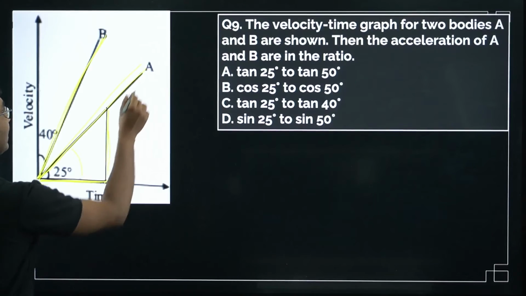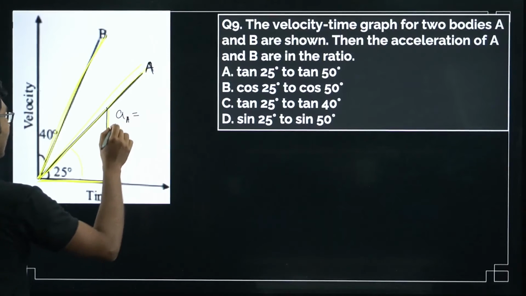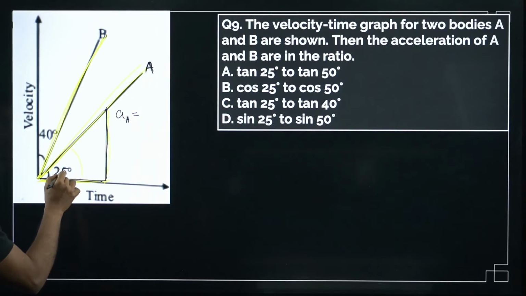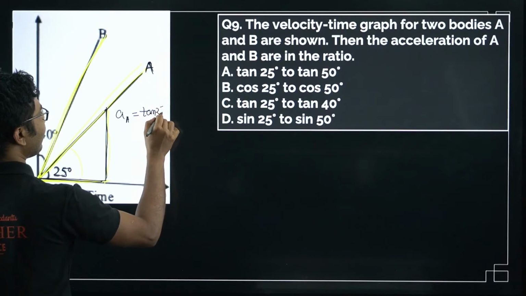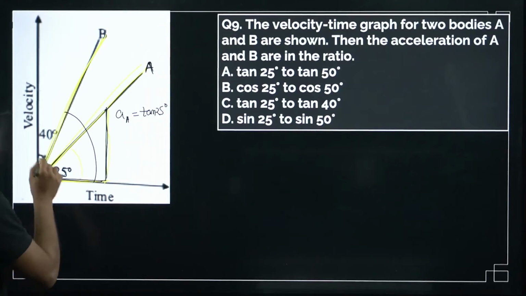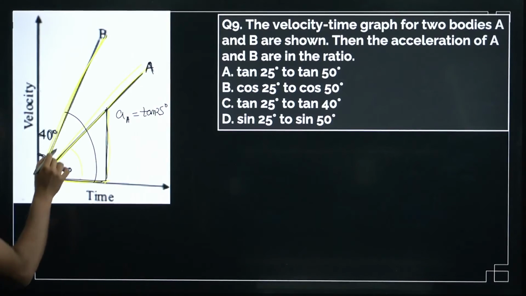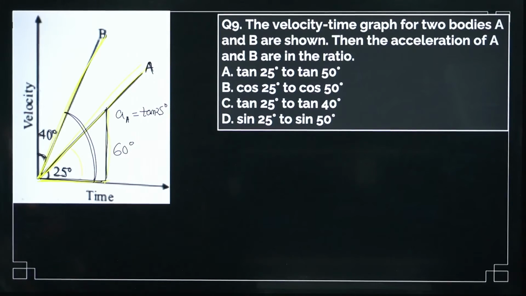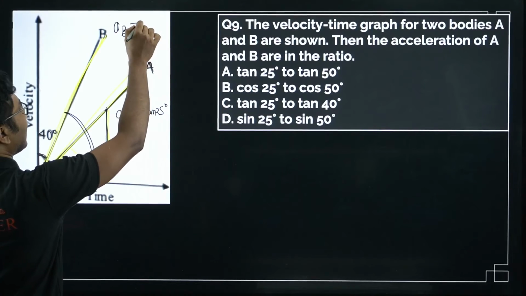So for the first body A, what is the acceleration? Acceleration of A is delta y by delta x, so if the angle is given, slope becomes tan theta, tan 25 degrees. Now what is this angle? This small angle is given as 40 degrees. So this entire angle will be 60 degrees. So acceleration of B is tan 60.